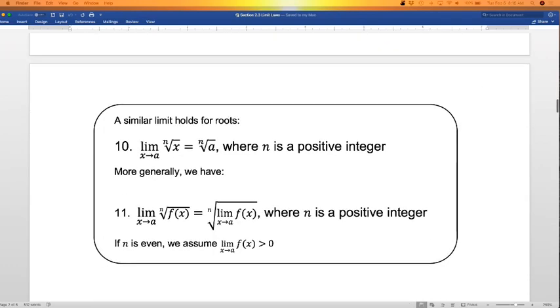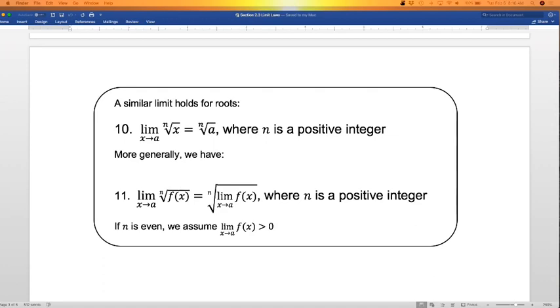Laws 10 and 11. Law 10 is very similar with roots where n is a positive integer. So the square root, the cube root, the fourth root, fifth root, and so on. We can essentially plug a right in. And the same is true if we have a function under there. If we're taking the limit of the nth root of a function, it's equal to the nth root of the limit of the function. And we're going to assume that function is greater than 0 if n is even, because you can't take the square root or the fourth root or the sixth root of a negative number. So that's why we're assuming that caveat that f of x is positive.